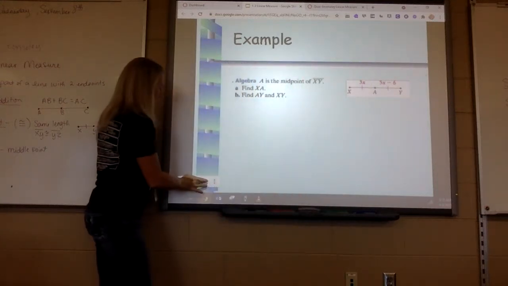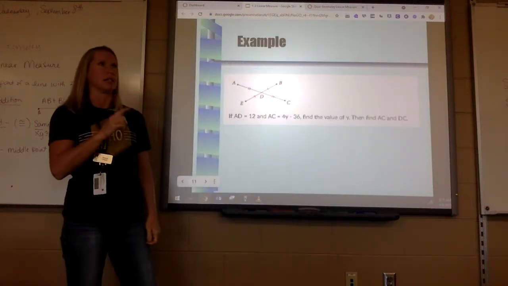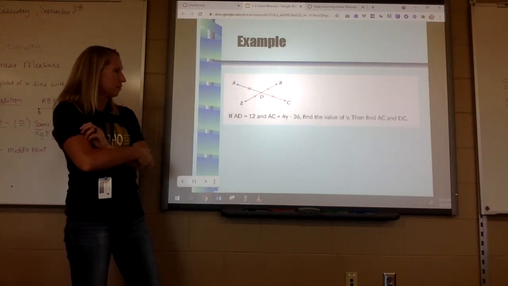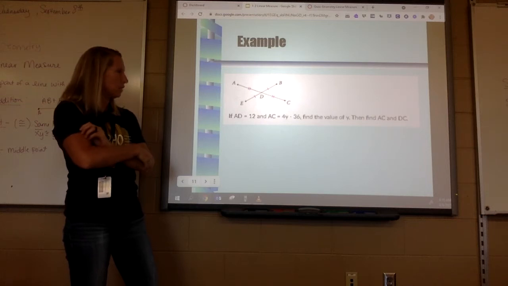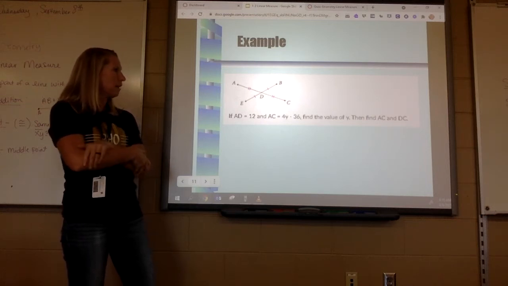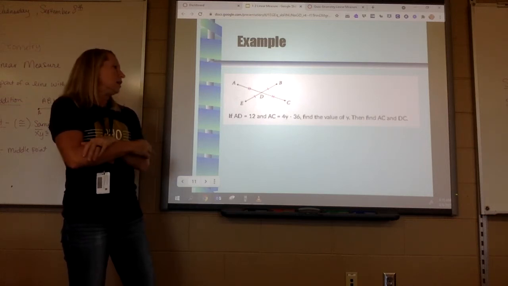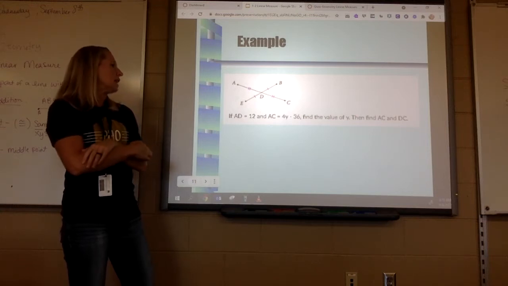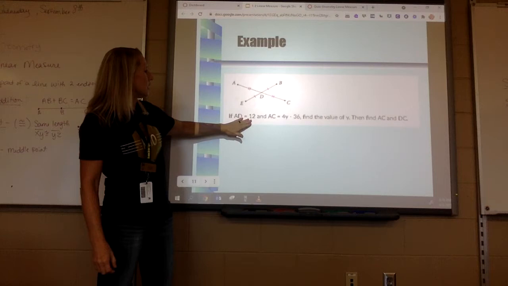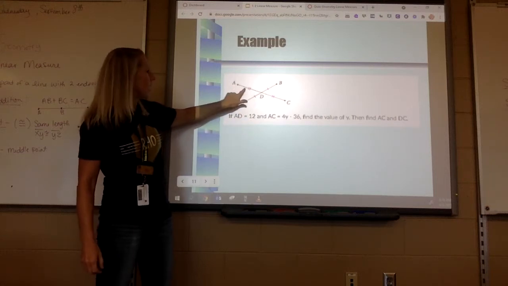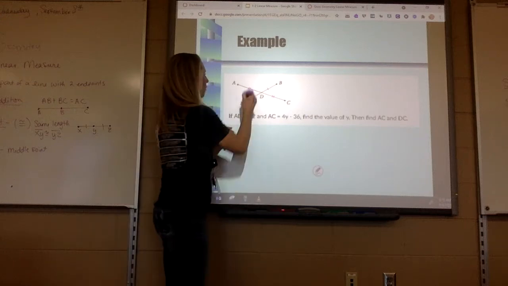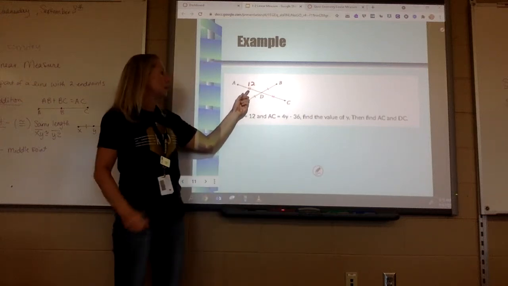This next one is on your assignment. I think it's the second to last problem. So this is a problem on your assignment. You'll definitely want to write this down because it's a little tricky. It's the second to last problem. So it says that AD is 12. AD is right here. Do you guys see that? I'm going to put a 12. Well, do you see the little double slashes?